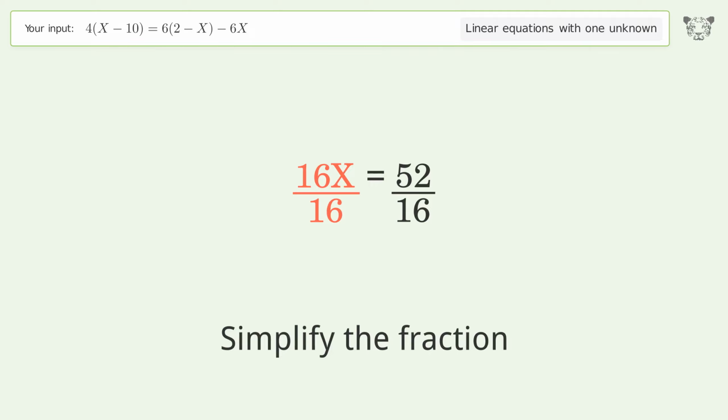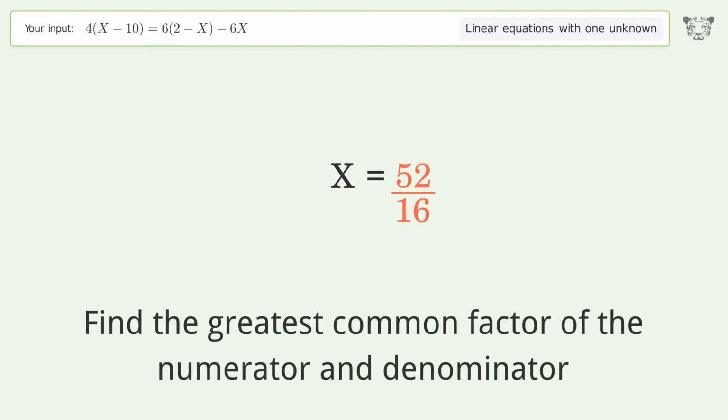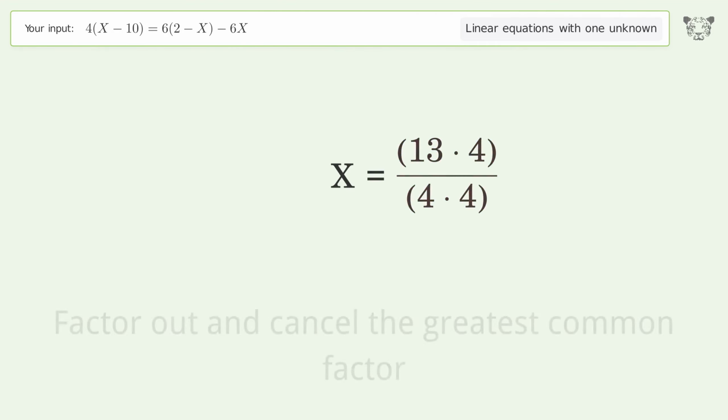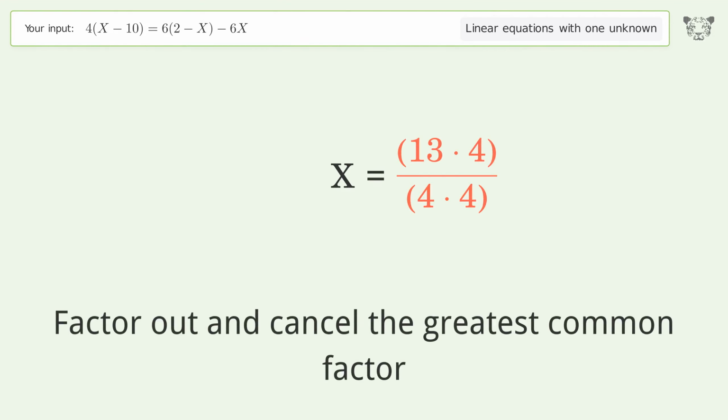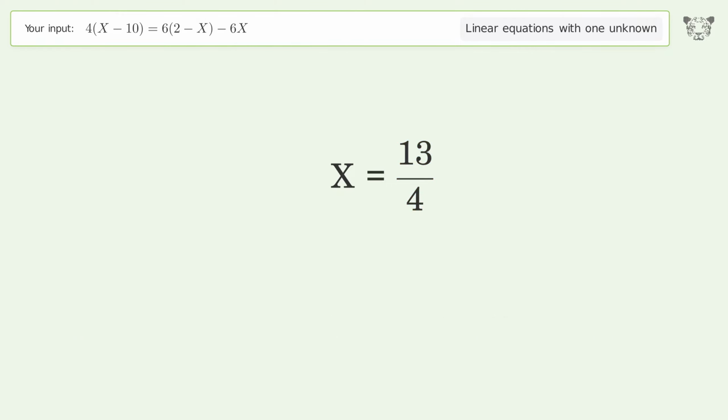Simplify the fraction. Find the greatest common factor of the numerator and denominator. Factor out and cancel the greatest common factor. And so the final result is x equals 13/4.